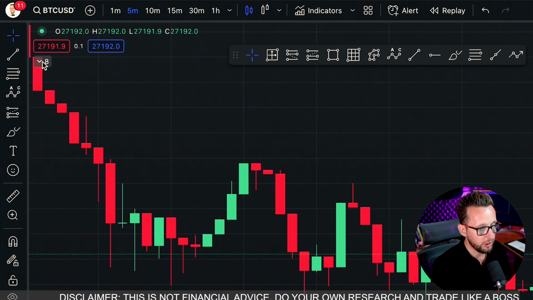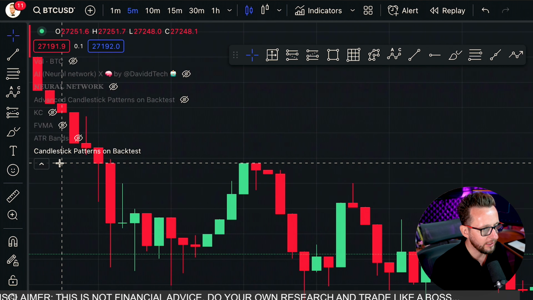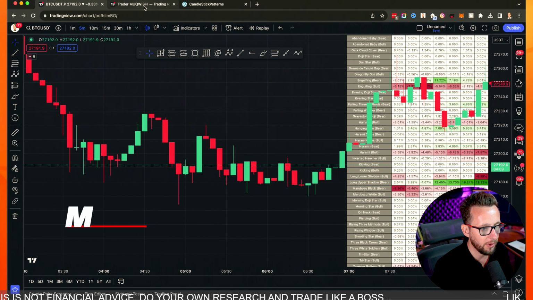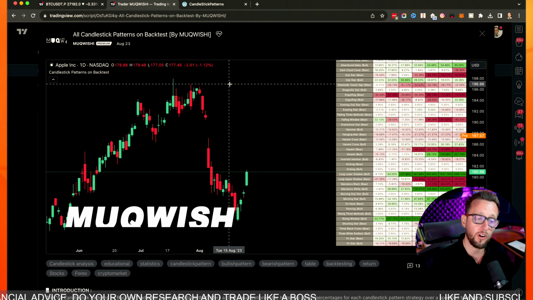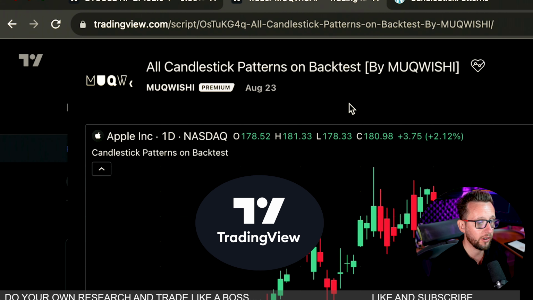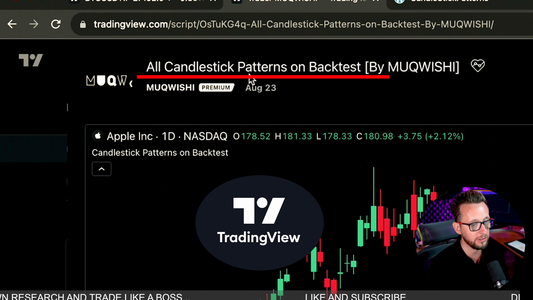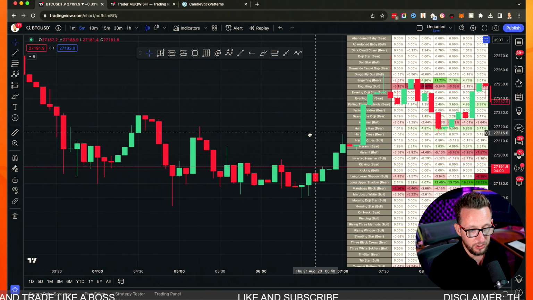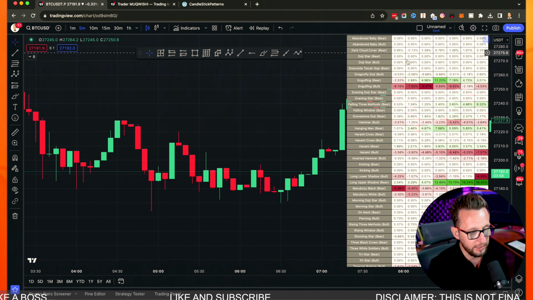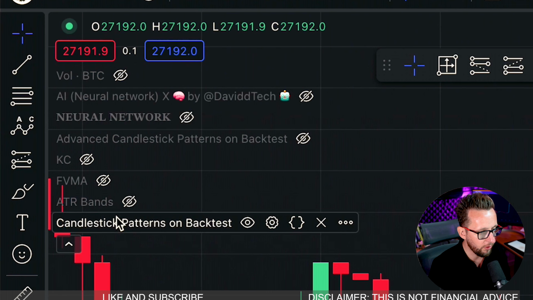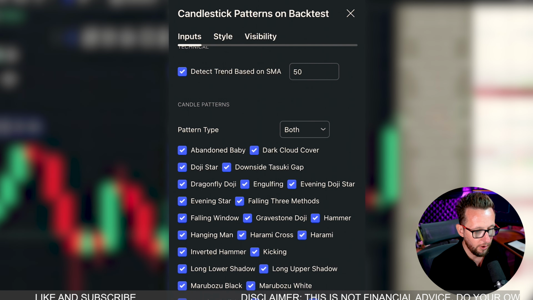So if I add it to the chart here, we have an absolutely fantastic indicator. Now, this one is by Mukoshi. I hope I said that right. You can find it on TradingView by looking for all candlestick patterns on Backtest. And as you can see, it gives a backtest, and let me make this a little bit smaller, on the number of indicators here.